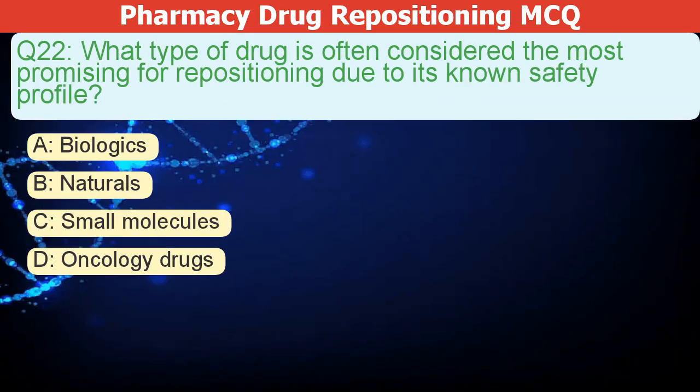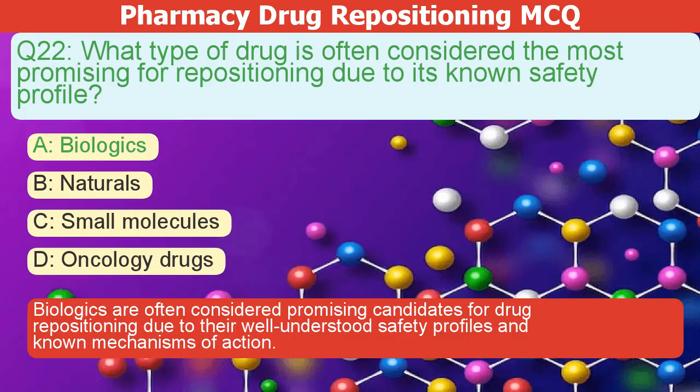What type of drug is often considered the most promising for repositioning due to its known safety profile? A. Biologics. B. Naturals. C. Small molecules. D. Oncology drugs. The correct answer is A. Biologics are often considered promising candidates for drug repositioning due to their well-understood safety profiles and known mechanisms of action.